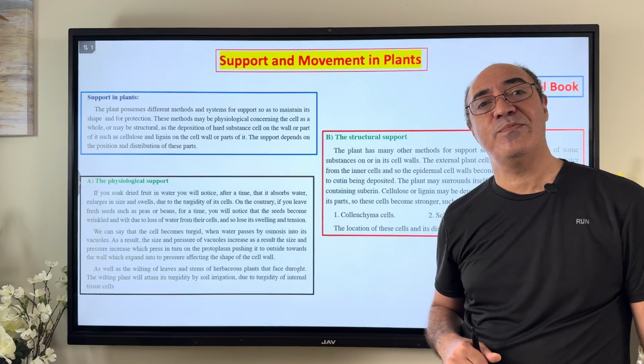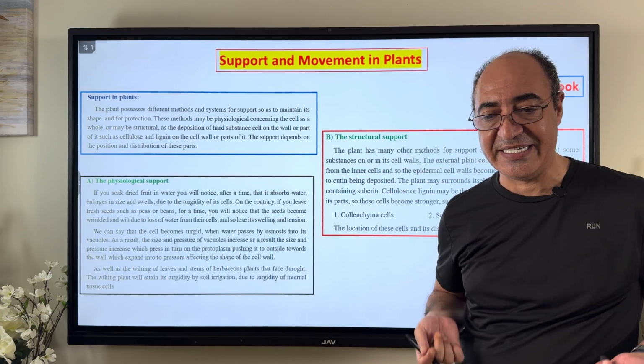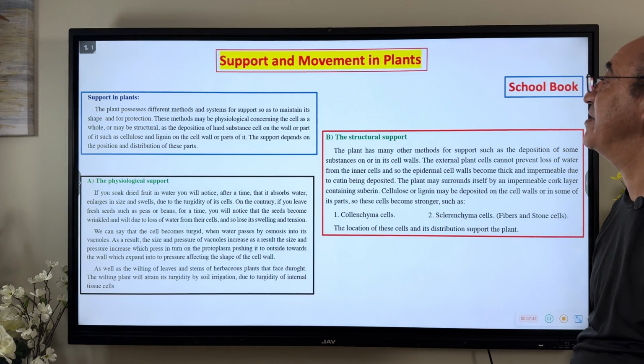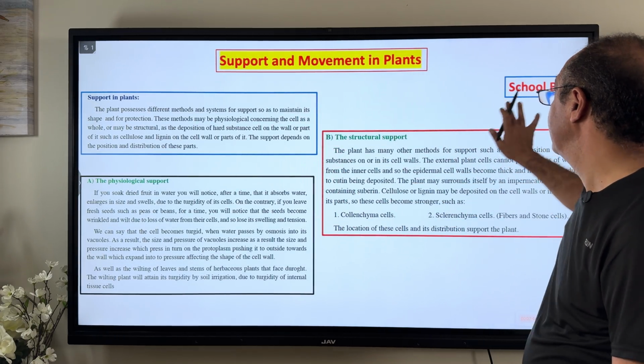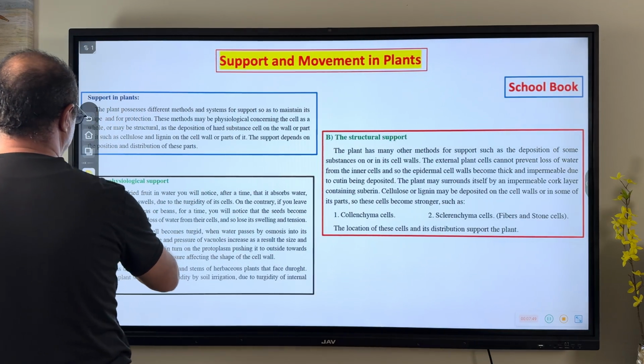Okay, so now we begin with your book. This part was an introductory part, and now we will shift to actually dig into the textbook. The textbook wants you to know about support and movement in plants, in these three sections taken from your school book. So again, let's see what they're saying.